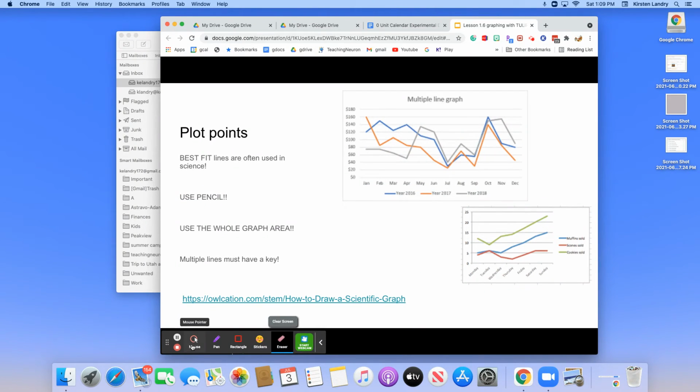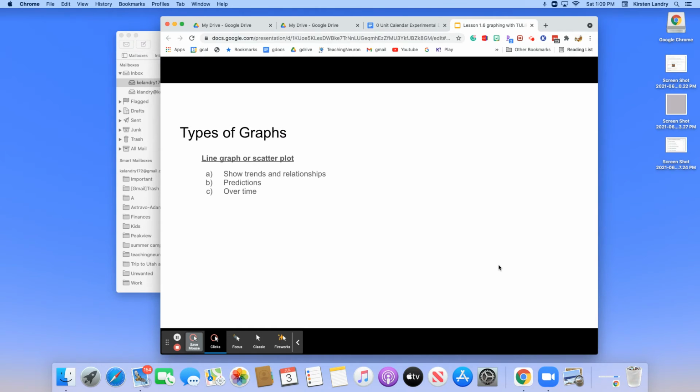Lastly, I want to go over types of graphs. So the first type of graph that you definitely need to know is a line graph or a scatter plot. So these are used to show transitions or trends and relationships. We also use them to do predictions, and you're going to learn more about that down the road, but basically you can either interpolate or extrapolate. And those are fun words, but you're going to learn how we use those to predict. And then we also use these if your data is over time.